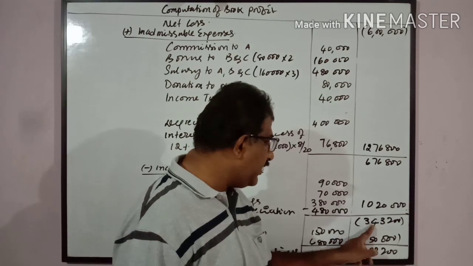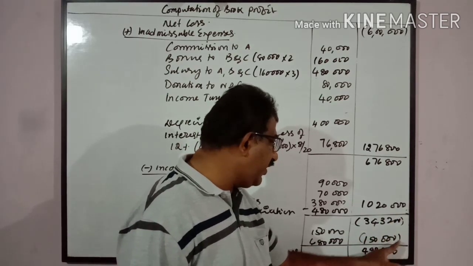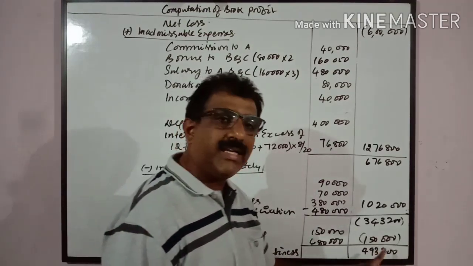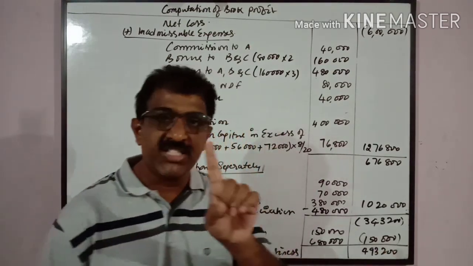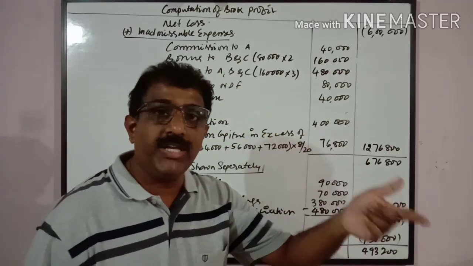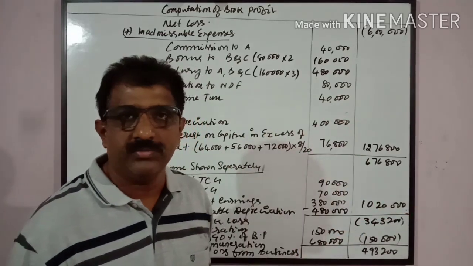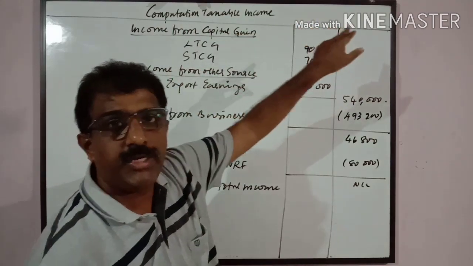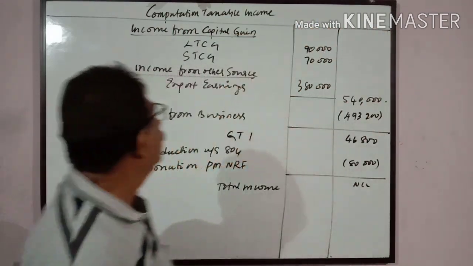So that means 3,43,200 plus 1,50,000. Total loss from business is 4,93,200. The first part is calculated. Now I am going to calculate the total income. I will calculate the gross total income and taxable income.